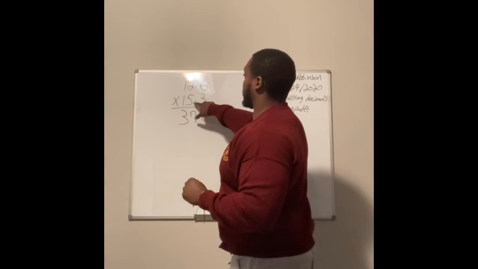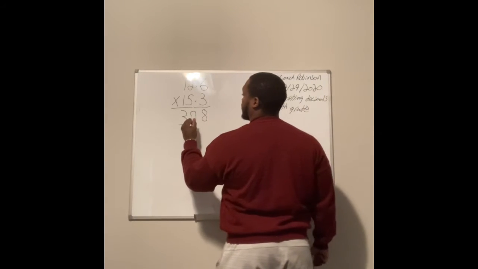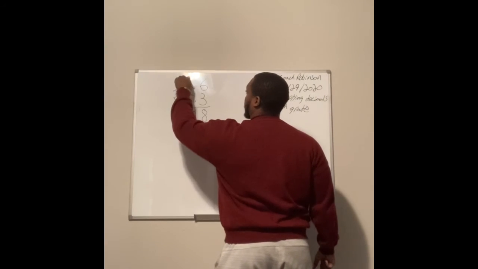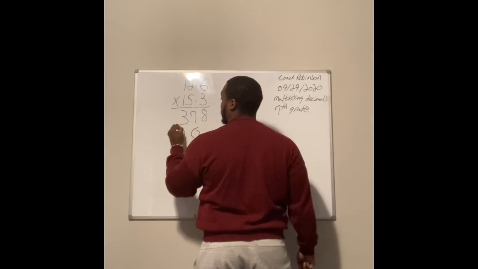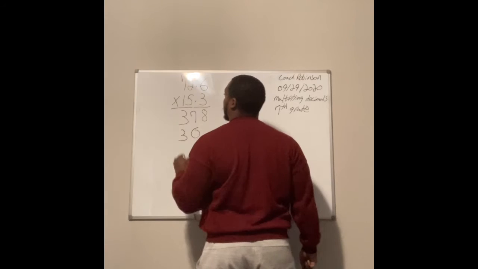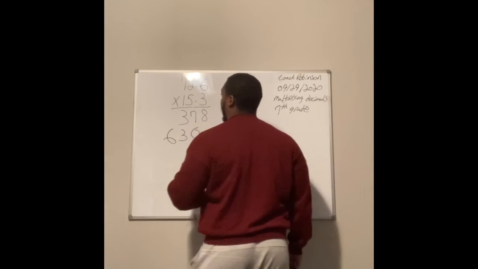Now we're moving to the tens column, all right? 6 times 5 is 30, carry the 3. 2 times 5 is 10, plus 3 is 13, carry the 1. 1 times 5 is 5, plus 1 is 6.